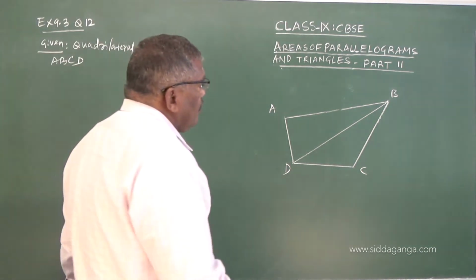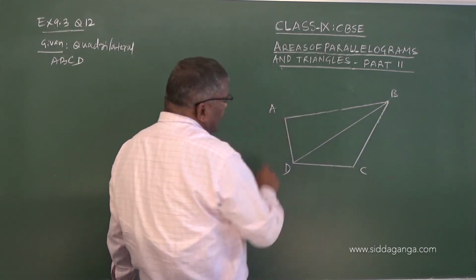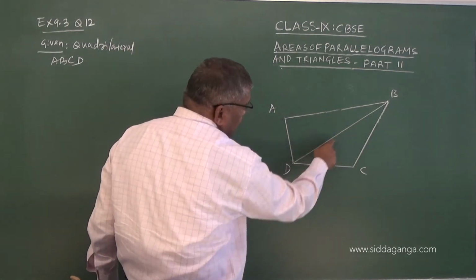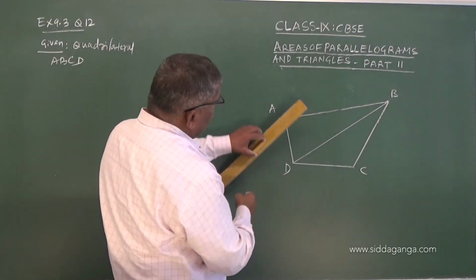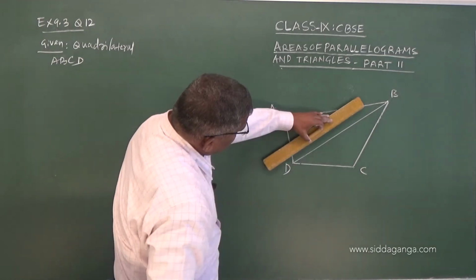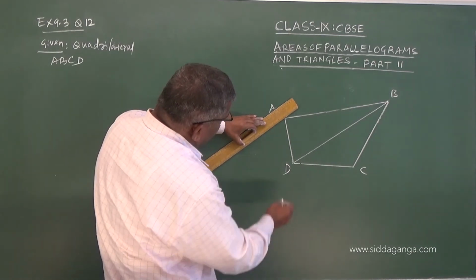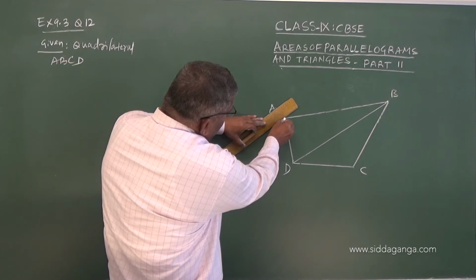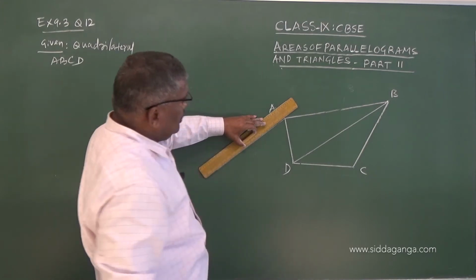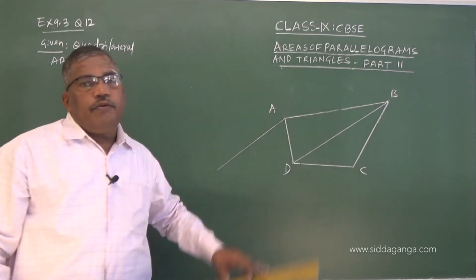Now, see, you draw a line through A parallel to BD. So, this is the BD diagonal, you draw a line through A parallel to BD. So it is like this. You know how to draw a parallel through a given point. You have learned those construction methods in the previous classes. So this is a line drawn parallel to BD through A.